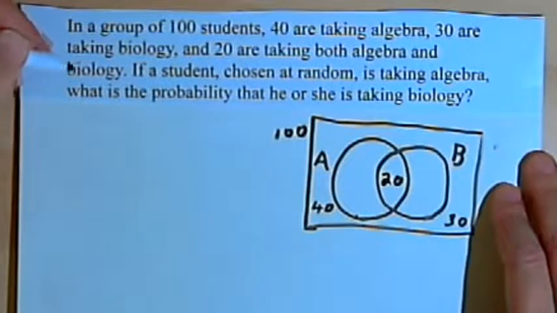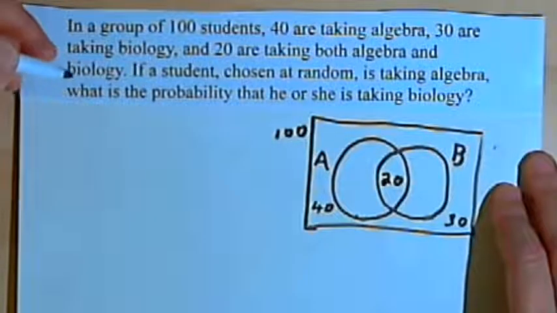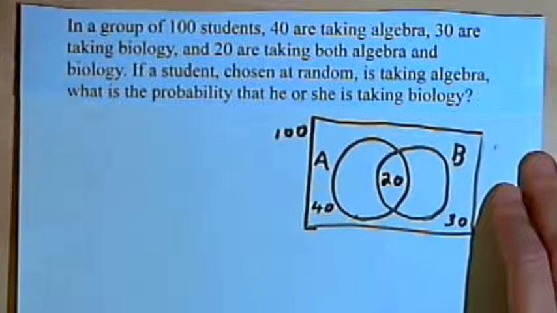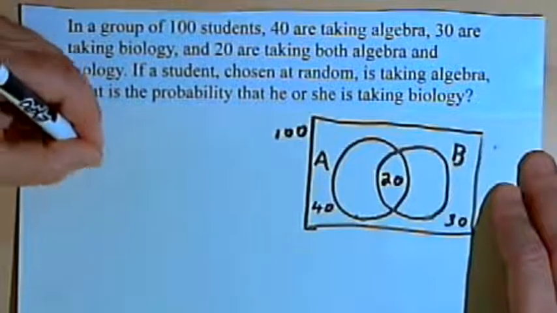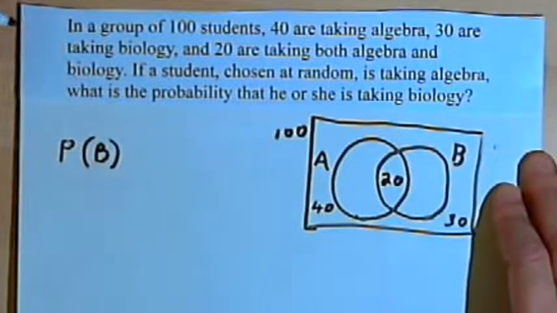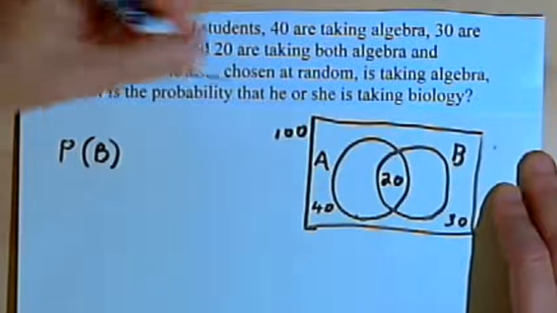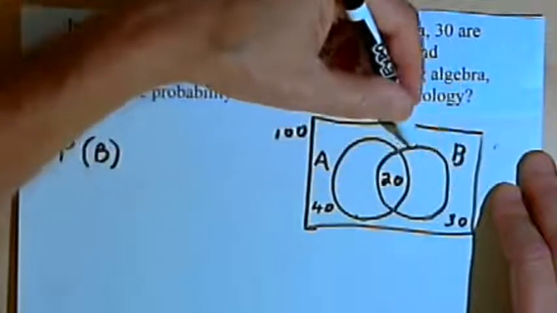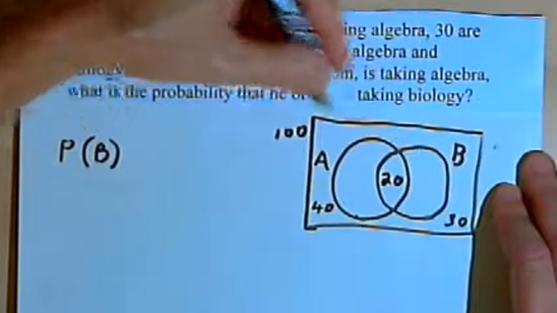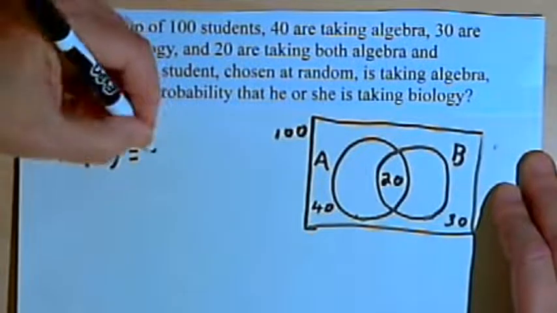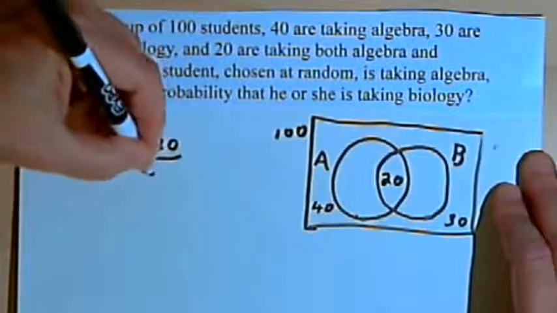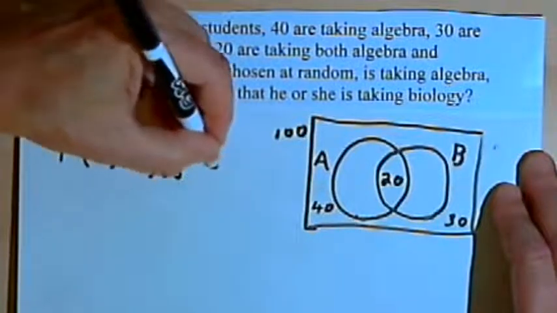Now, if the question had only asked you, what's the probability that any student chosen at random is taking biology? In other words, what's the probability of B? That would be a fairly simple answer to get. There are 30 students altogether taking biology. There are 100 students total, so the probability of B is 30 over 100, or 30%.